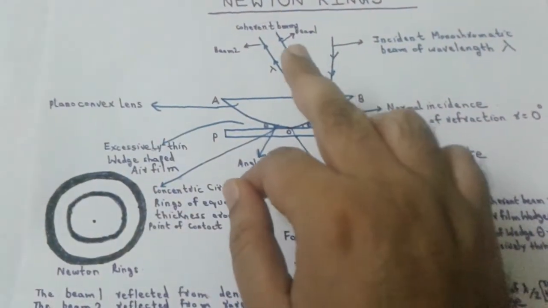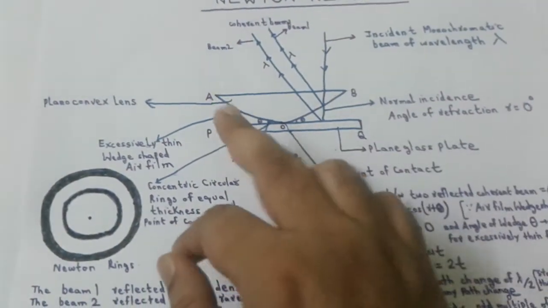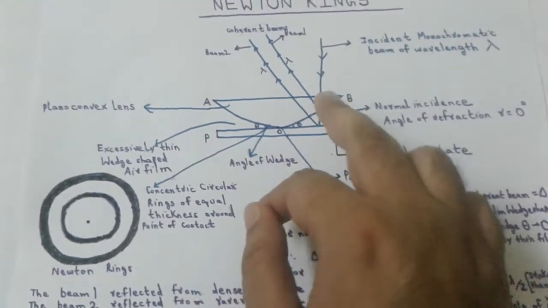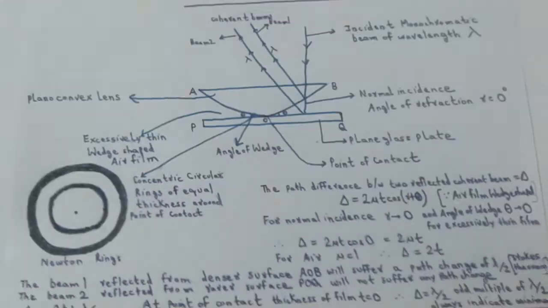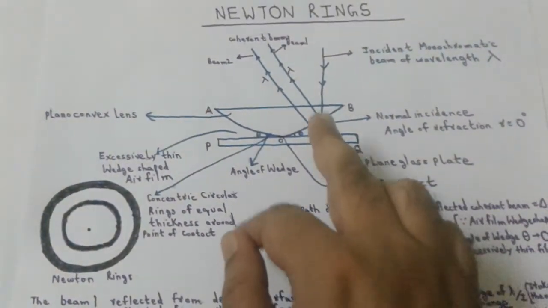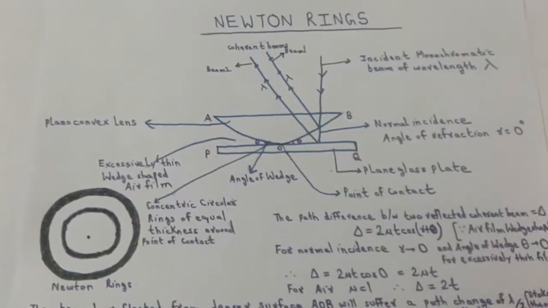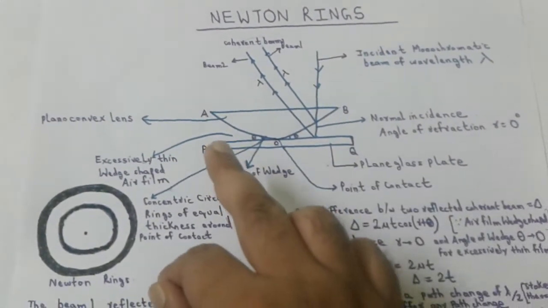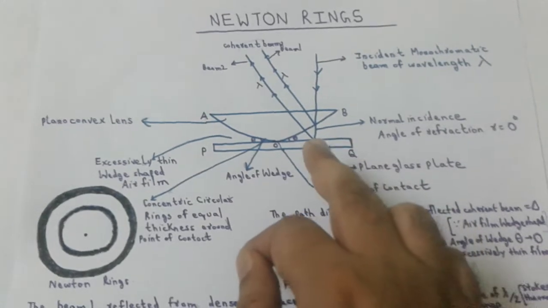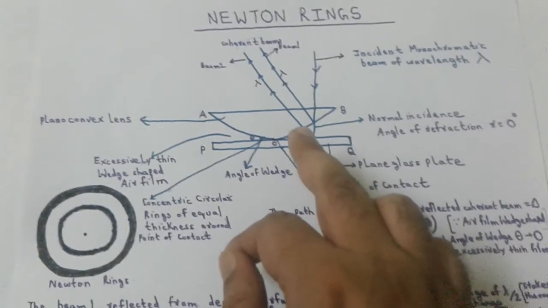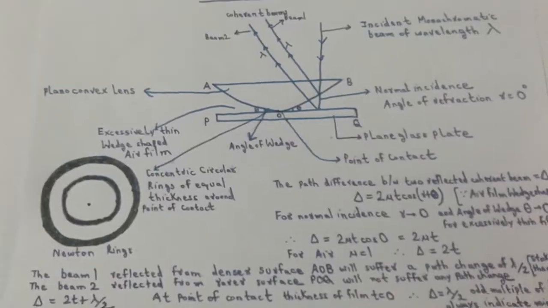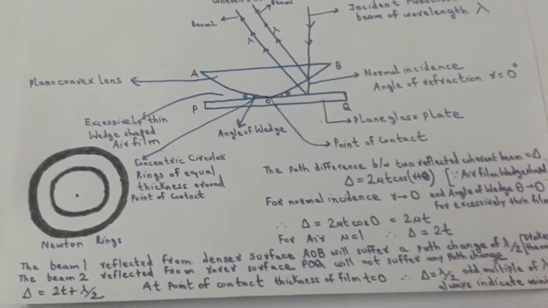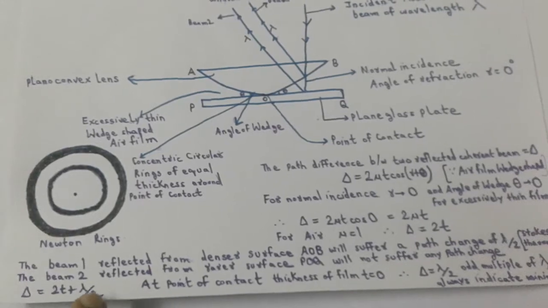The beam 1 reflected from the upper surface AOB, which is a denser surface, will suffer a path change of lambda by 2. This is according to Stokes theorem. On the other hand, beam 2 reflected from the lower surface POQ, which is a rarer surface, will not suffer any path change. Therefore, the path difference between the beams becomes delta equal to 2t plus lambda by 2.